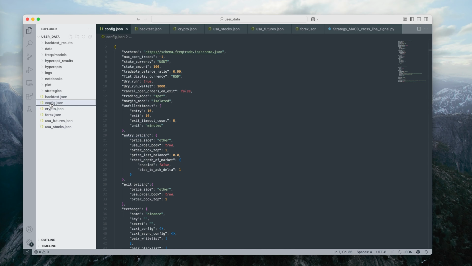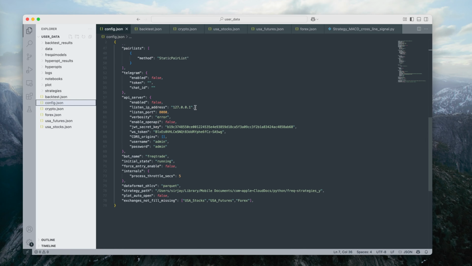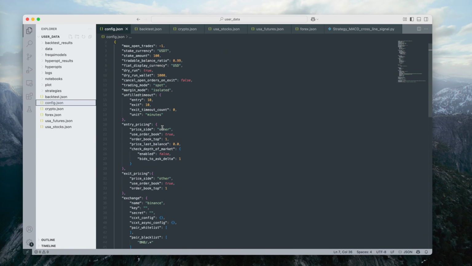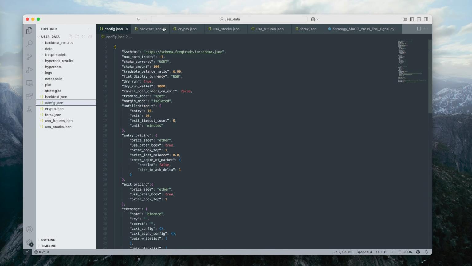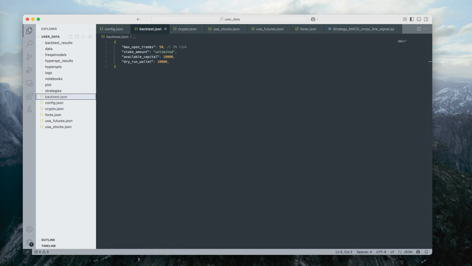The first config file is the basic file that is generated automatically. Genuinely, I did not change so many things here, so this is just the basics. Another file that we will use is the backtest JSON. That means we will start trading from $10,000 of available capital, with max open trades 50, meaning that 2% is the risk. That means the first trade will be $200.